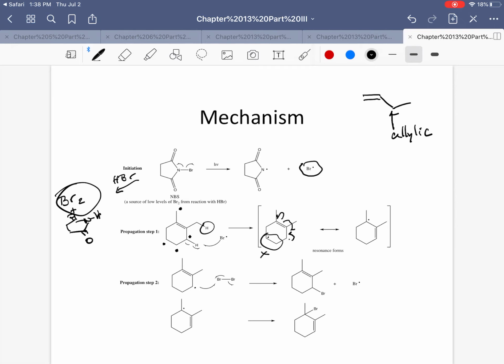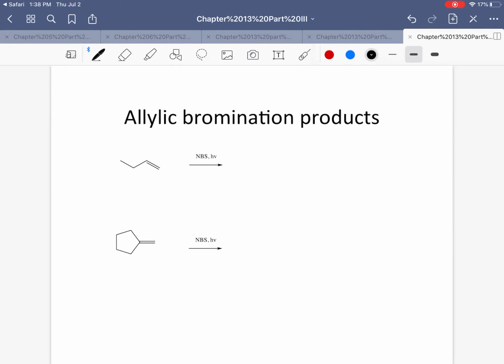Either one of those can go on in the next step to add to Br2 to generate the product. So the bromine is always going to end up where the radical was. So this is one product. And then the other resonance form gives a different product. You could also write this out for formation of the allylic radical on the methyl, and I would recommend that as a practice problem. Let's look at a couple of examples.